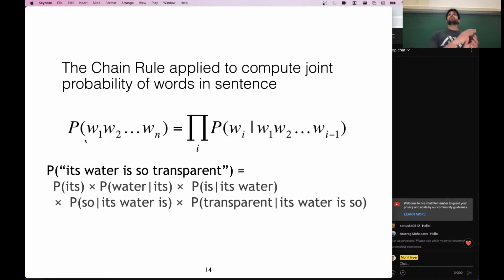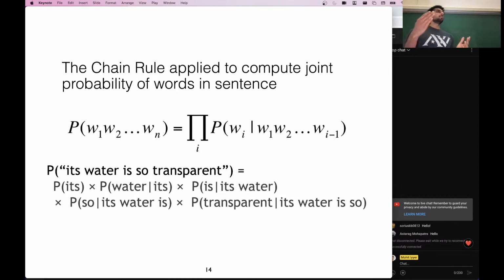The probability of a piece of text is just the product of these conditional probabilities of word n given all of the words up to word n minus 1. Does that make sense? It's pretty straightforward. So taking our example from before, the probability of "its water is so transparent" is equal to the probability of "its" times the probability of "water" given "its" times and so on.